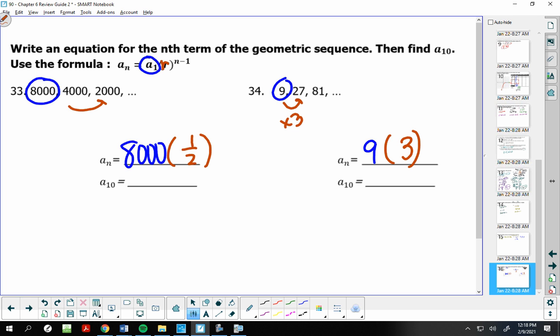And then don't forget, this is raised to the n minus 1 power. Now, because this says a sub n, you need to make sure that you have an n there. Okay? I know you have to find a sub 10 in the next step, but do not write a 10 there. I want the general formula for any n value. Now we can plug 10 into our calculators.